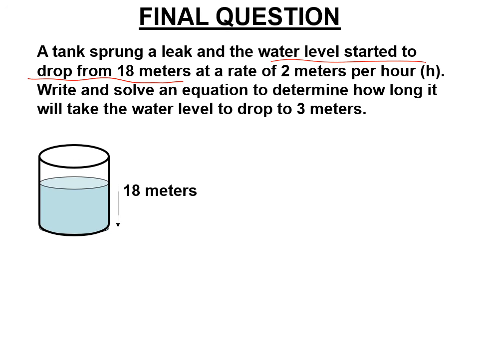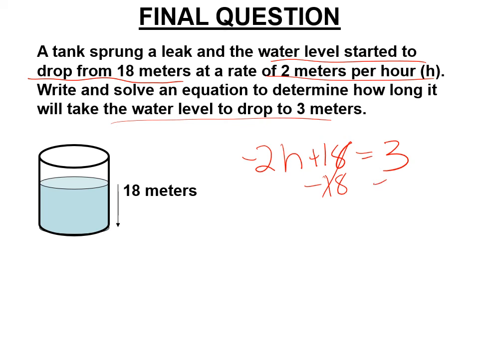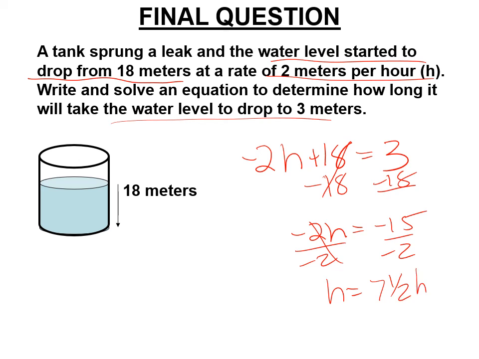A tank sprang a leak and the water level started to drop, just like a candle burns down, from 18 meters at a rate of 2 meters per hour. So it's going down 2 meters per hour, but starts at 18. That's our constant. And we want to know how long it will take the water level to drop to exactly 3 meters. That's the equation. Subtract 18 from both sides. Negative 2h equals 3 minus 18, negative 15. Divide by negative 2. 15 divided by 2 is 7.5. This is 7.5 hours. Good luck on the homework.